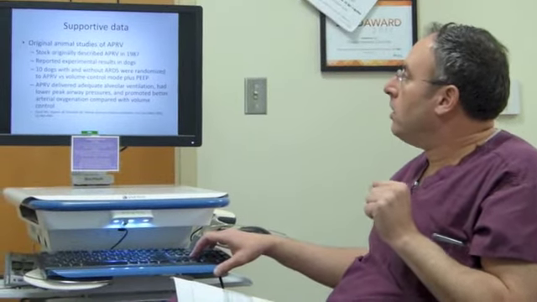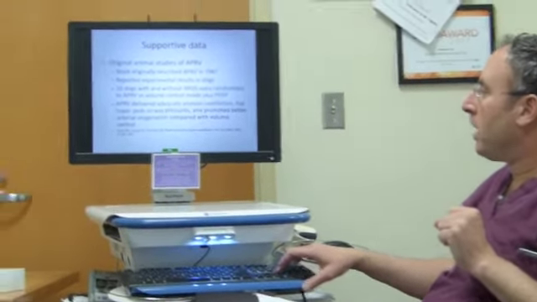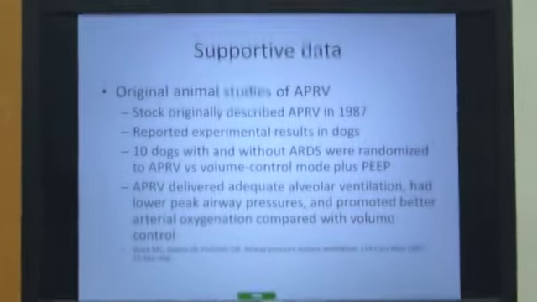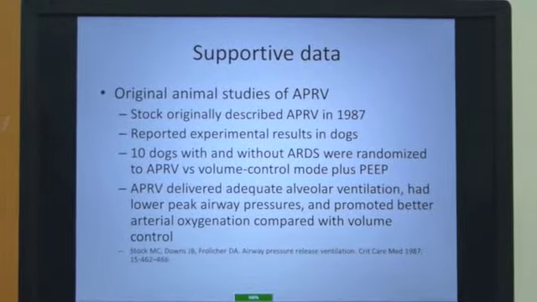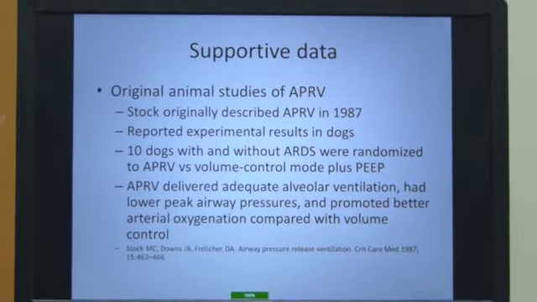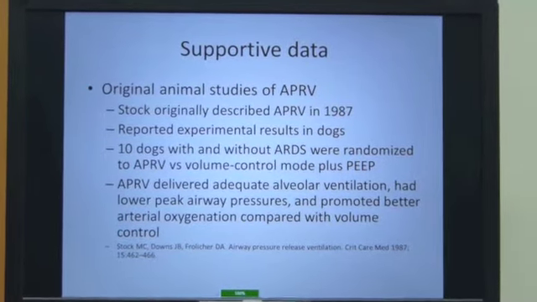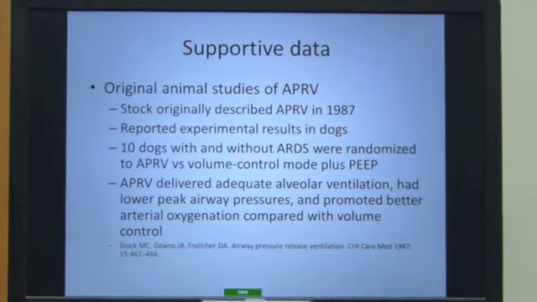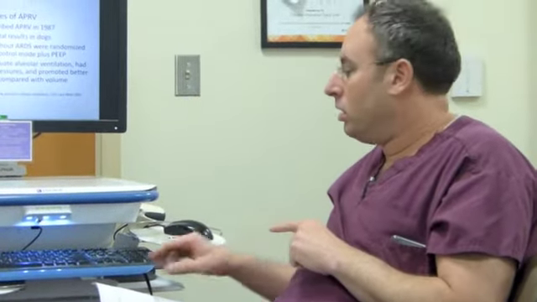Okay. So, original animal studies of APRV, like I said, Stock originally described it in 1987. His trial was initially in dogs. 10 dogs with and without ARDS randomized to APRV versus volume control plus PEEP. APRV delivered adequate alveolar ventilation, had lower peak airway pressures, promoted better arterial oxygenation compared with volume control. It didn't show mortality benefit. Better oxygenation. All these things always showed better oxygenation. Nitric oxide, Flolan, prone, all the things that we do always showed better oxygenation, but never had a mortality benefit.